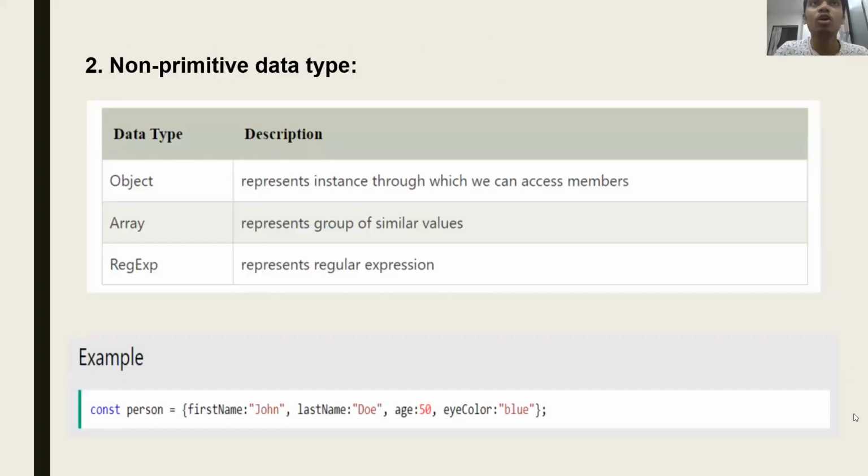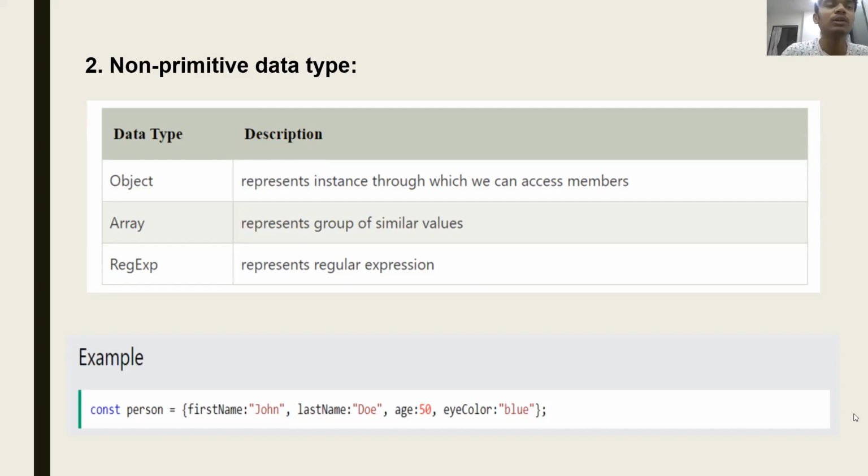Then the second one is the non-primitive data type. There are three types of non-primitive data types. The first one is object. Objects are present in key-value pairs, and an object represents the instance through which we can access the members. The second one is array. An array is a collection of similar types of values. The last one is regular expression, which represents a regular expression.